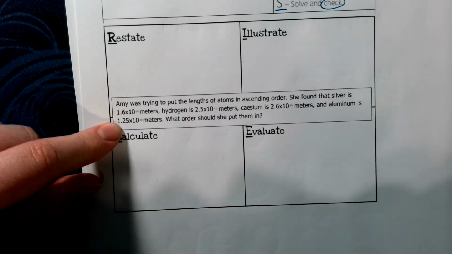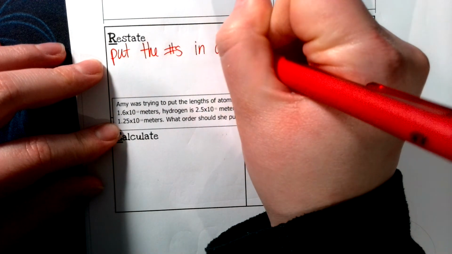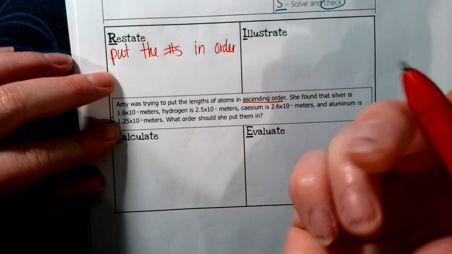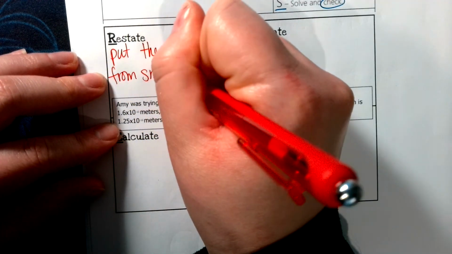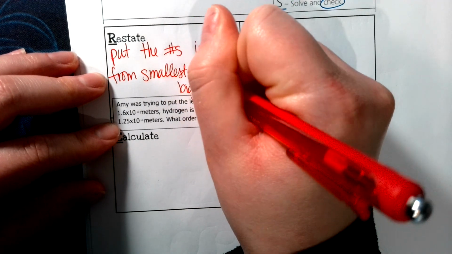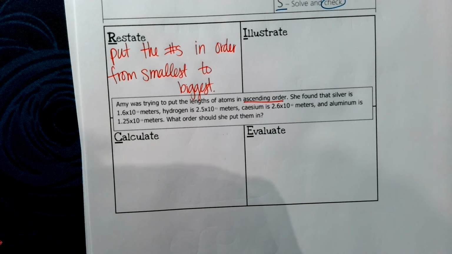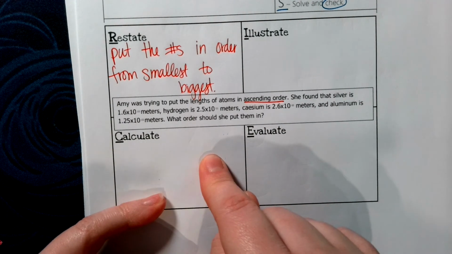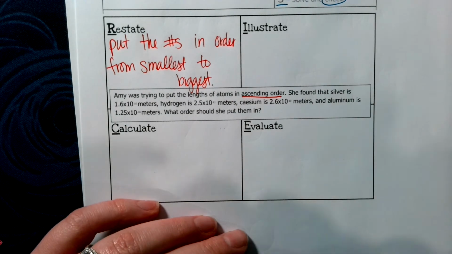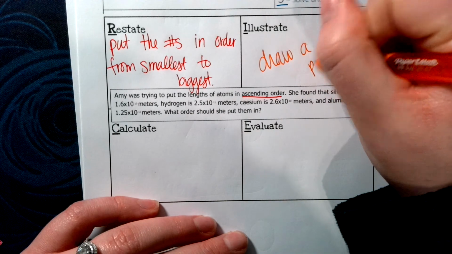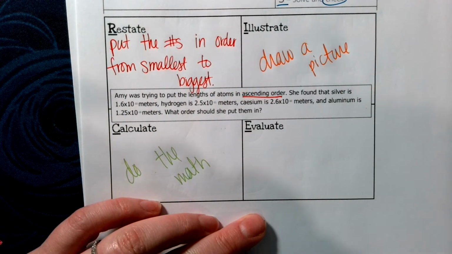So to restate the problem here, I would say that we need to put the numbers in order. They tell us they want ascending order. So that means we want the order to be ascending, so from the smallest to biggest. That's what we need to do. That's restating the problem. So to illustrate, you could draw pictures of those atoms and show that one is a smaller number, a medium number, bigger number. That might help you calculate. You could do the math, move those decimal points, do the work there, and then evaluate, does your answer make sense? So again, illustrate, draw a picture, calculate, do the math, evaluate, check your work.